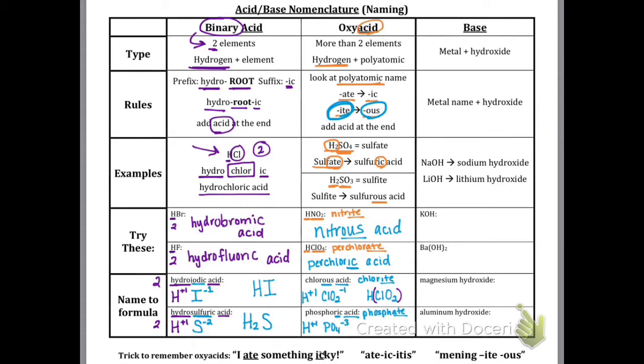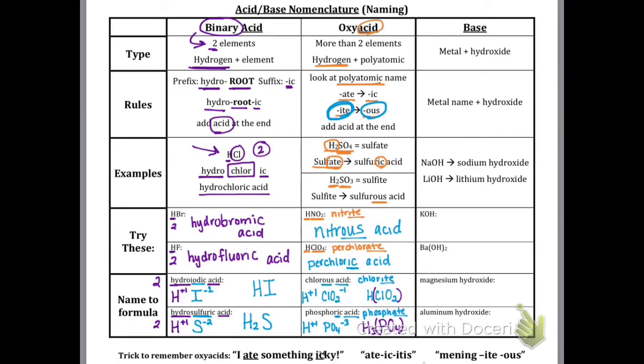So you have a +1 and a -3. How many of each do you need to cancel out the charges? Hopefully you understand that we need 3 hydrogens. We need 3 of those positives to cancel out 1 of the phosphates, like this. So it's H3PO4. You can always put parentheses here if it makes you more comfortable.